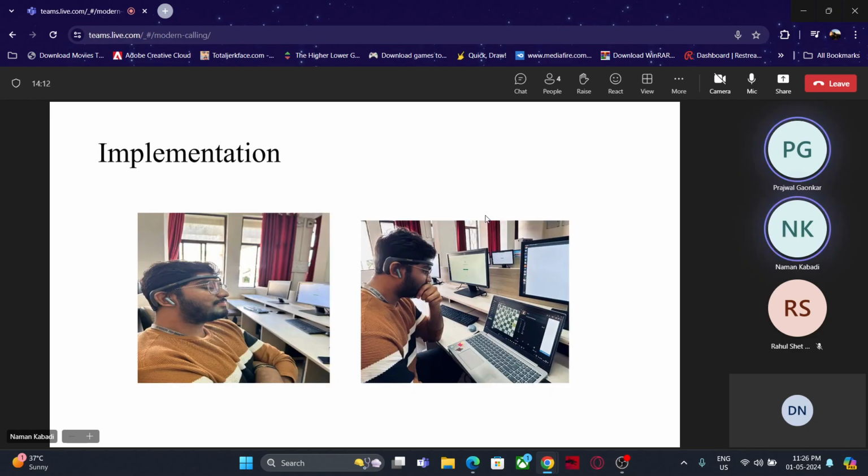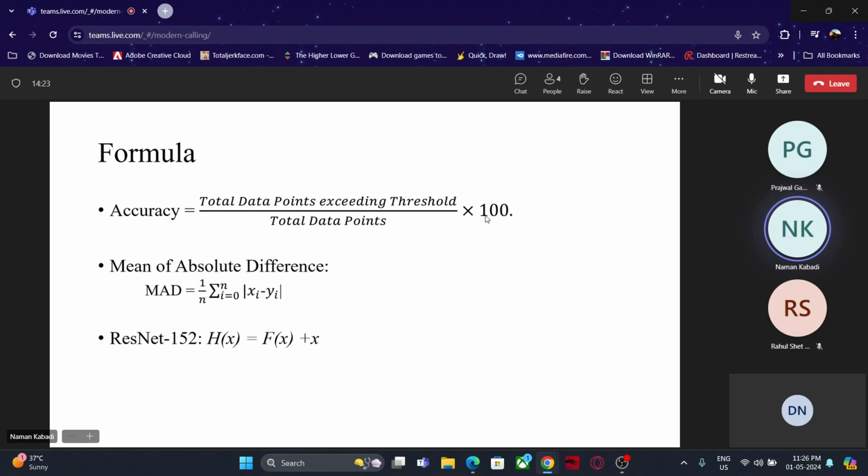So coming to the implementation part, I am going to cover that part. In the first stage, we collected data before listening to music and after listening to music, and we calculate the accuracy of the model that we are going to build. We have used the accuracy formula, that is total data points which are provided divided by the total data points available in the data set, and we are calculating the mean absolute error using these formulas.